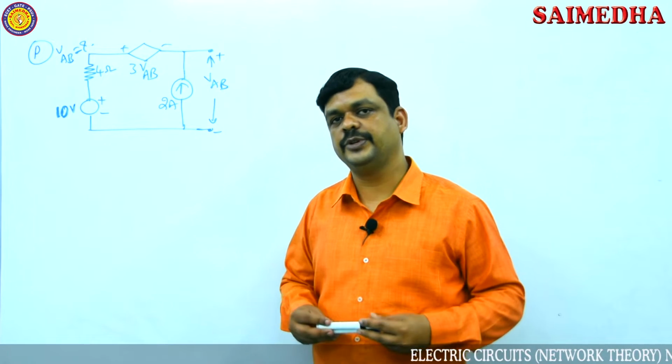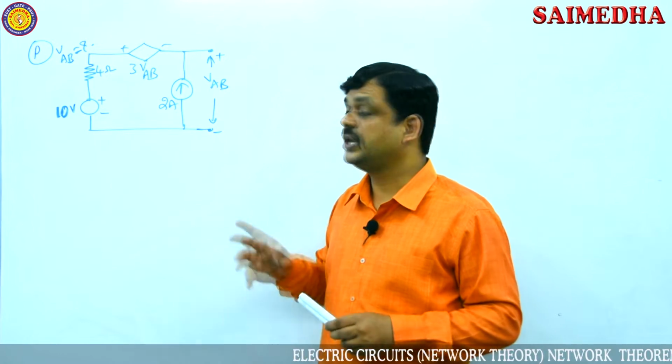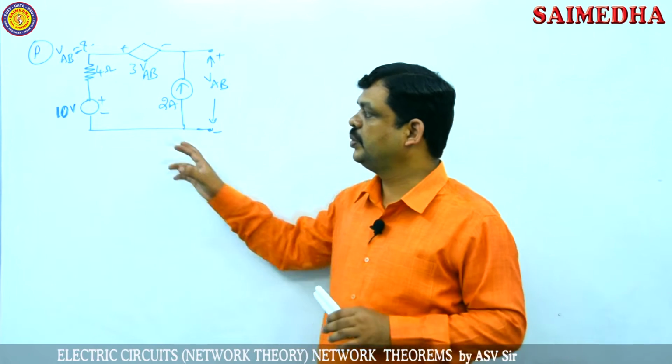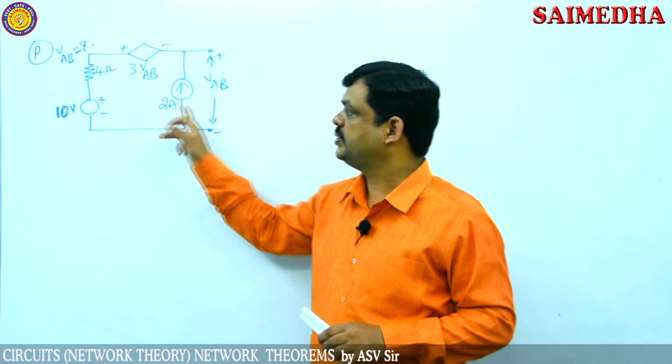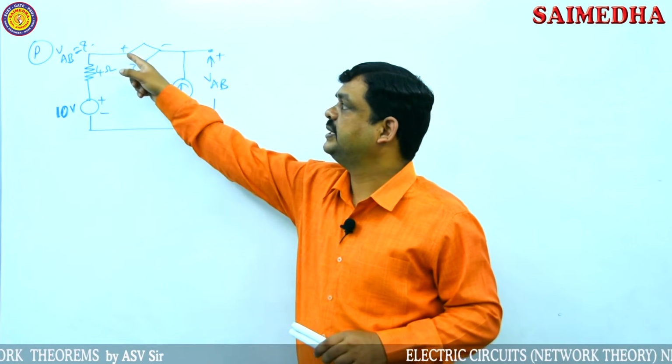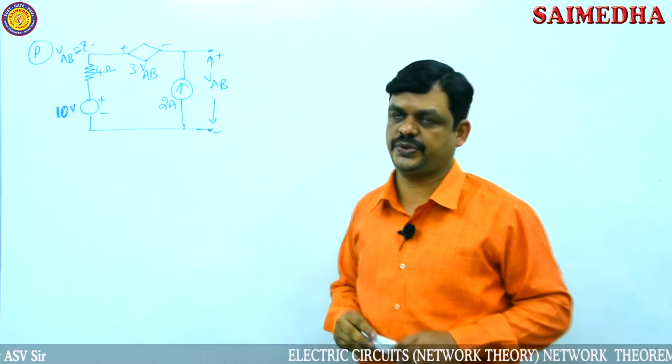Let's see one more problem from the superposition theorem. This is also a previous competitive exam question. Now in this network, two independent sources are there, one is a voltage source and another is a current source, and one dependent source. As already explained, this rhombus symbol represents the dependent source.